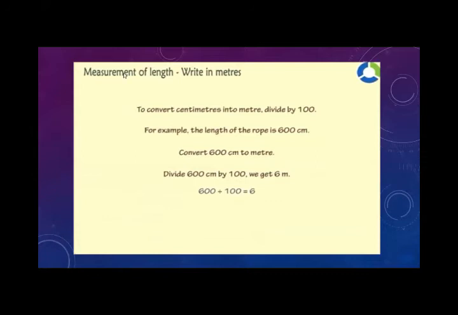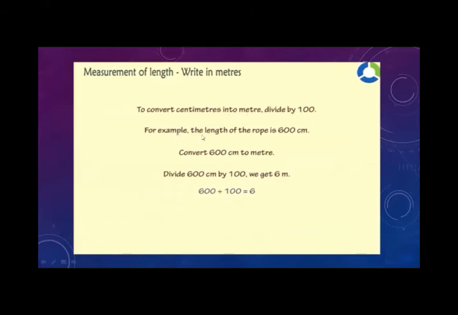Moving to next, measurement of length, write in meters. Students, now listen to this with complete concentration. To convert centimeters into meters, divide by 100.